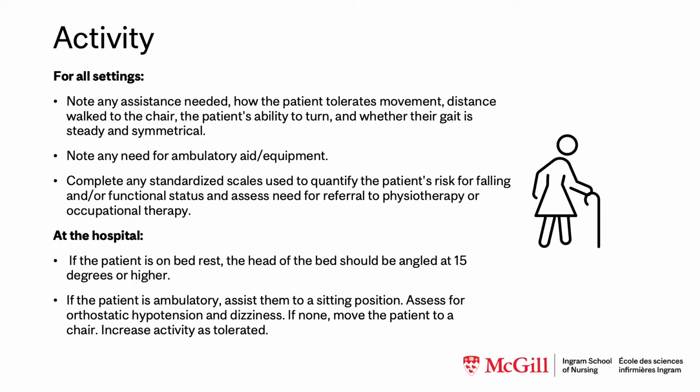Complete any standardized scales used to quantify the patient's risk for falling and/or functional status, and assess need for referral to physiotherapy or occupational therapy. In a hospital setting, if the patient is on bed rest, the head of the bed should be angled at 15 degrees or higher. If the patient is ambulatory, assist them to a sitting position. Assess for orthostatic hypotension and dizziness. If none, move the patient to a chair. Increase activity as tolerated.